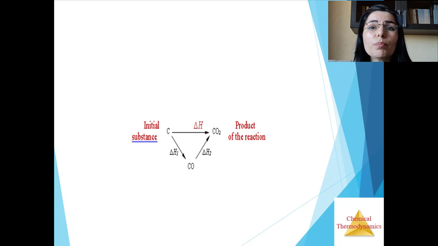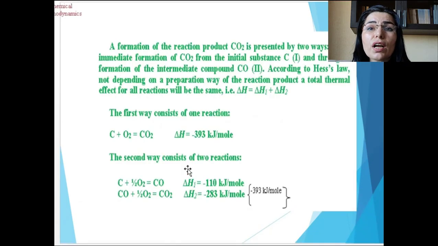Hess's law can be shown by the following example. The formation of the reaction product carbon dioxide is represented by two ways: by an immediate formation of carbon dioxide from the initial substance carbon, and through the formation of the intermediate compound carbon monoxide. According to Hess's law, not depending on the preparation way of the reaction product, the total thermal effect for all reactions will be the same: delta H is equal to delta H1 plus delta H2.